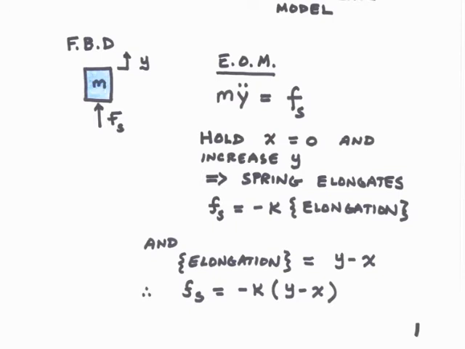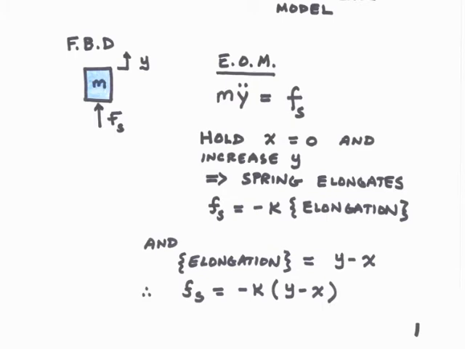Now let's write our equations of motion for this scenario. We'll start with our free body diagram. So here is the mass. Its displacement in the up direction is labeled y. The force from the spring, Fs, is shown acting upon the mass in the upward direction. That's the positive direction for this variable. And then we can write the equation of motion, m y double dot equals Fs.